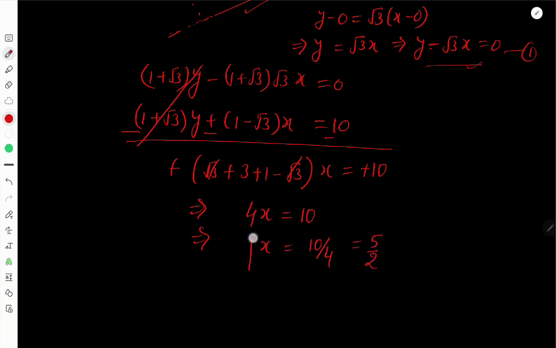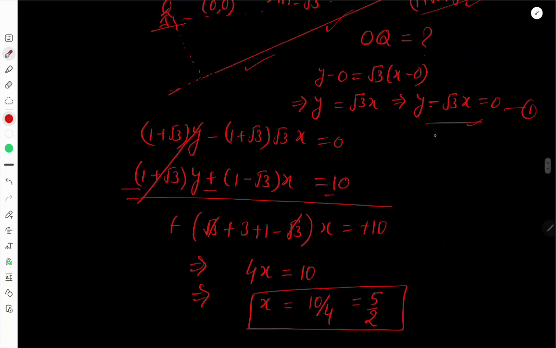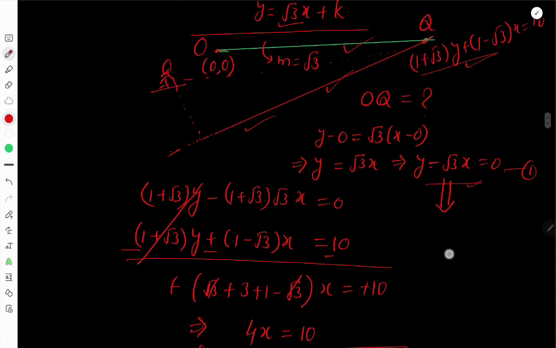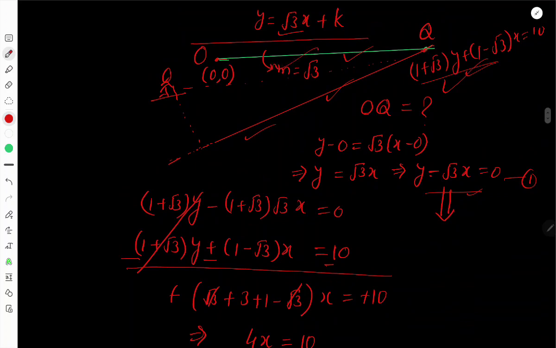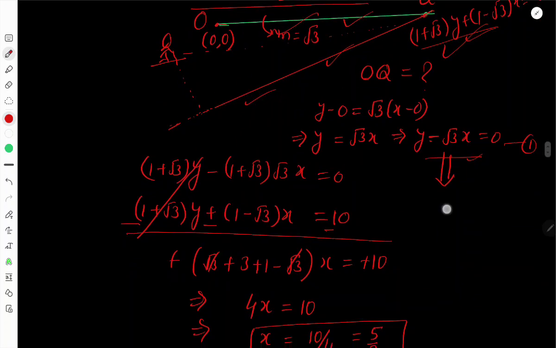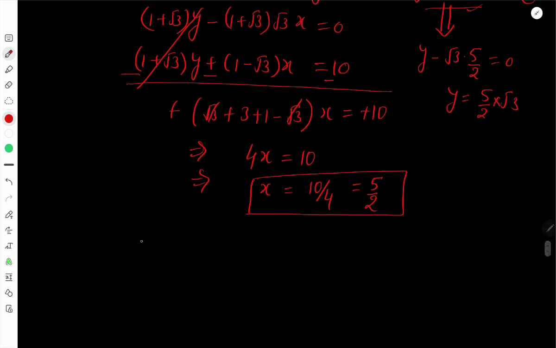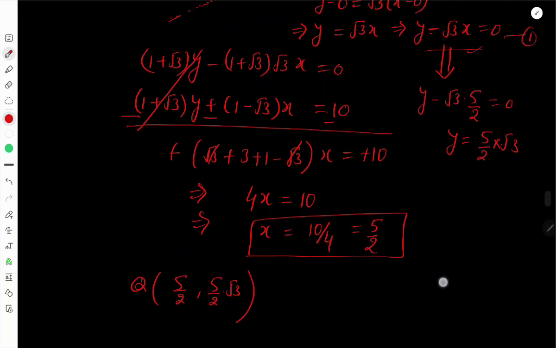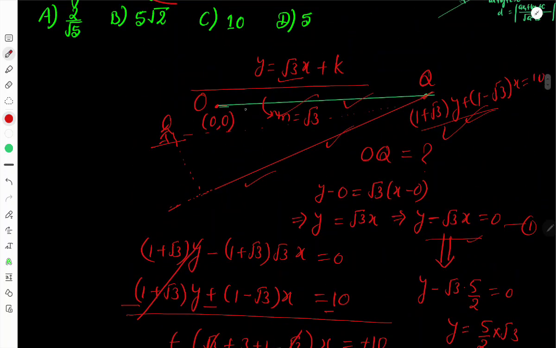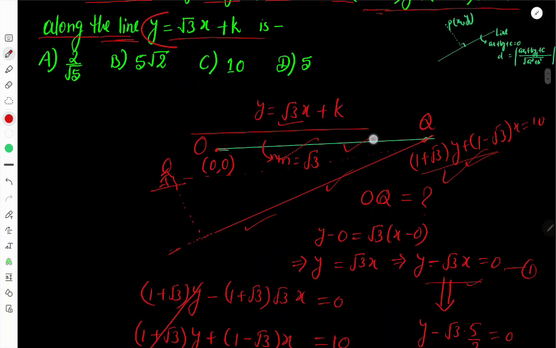If x is equal to 5 by 2, then the y coordinate can be found by putting it in either equation. Put here y minus root 3 into 5 by 2 equals 0. So y equals 5 by 2 times root 3, meaning Q is 5 by 2 comma 5 by 2 into root 3. So you got the point Q, and the point O is given. In the question, OQ is what we have to measure.